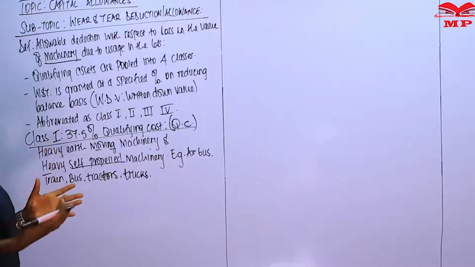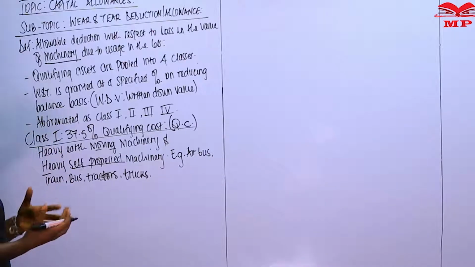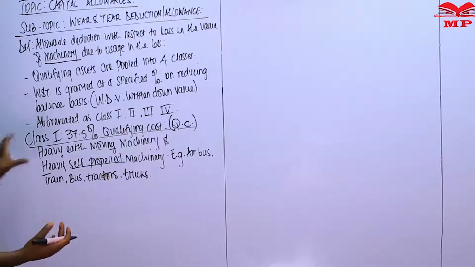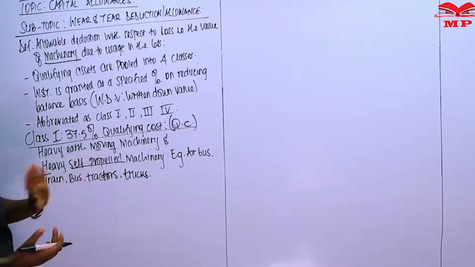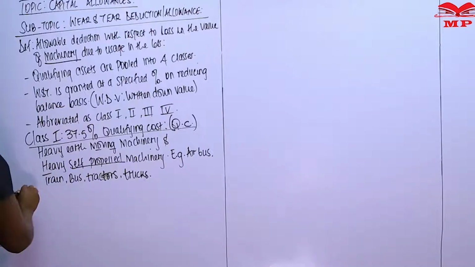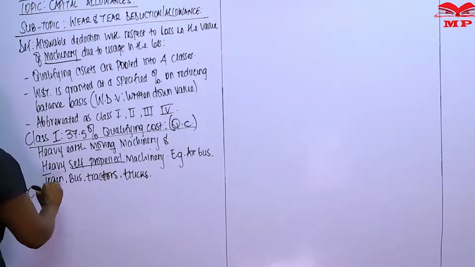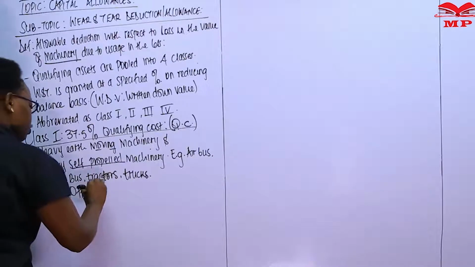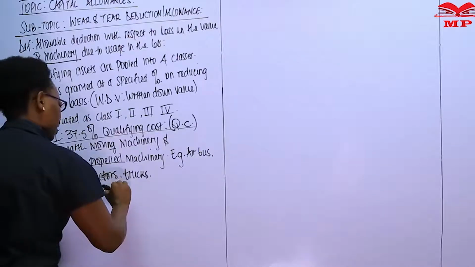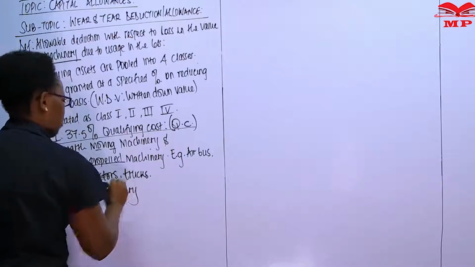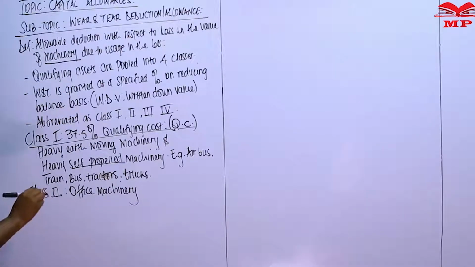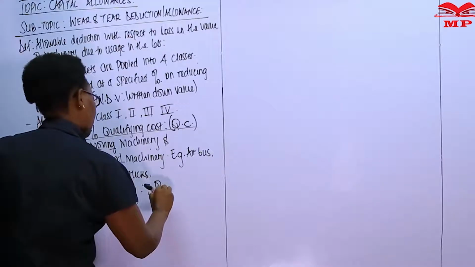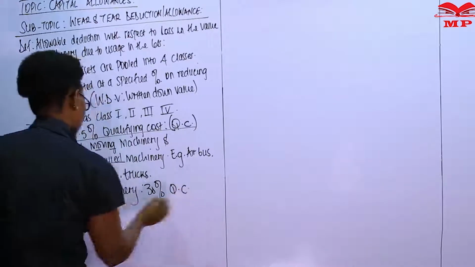Qualifying cost, we're going to define as the historical cost of that asset plus any incidental cost of acquisition, and you grant that at 37.5%. Then Class 2, this is for office machinery. So any kind of machinery that you'd normally find in an office will fall under Class 2. And the rate is 30% of the qualifying cost.